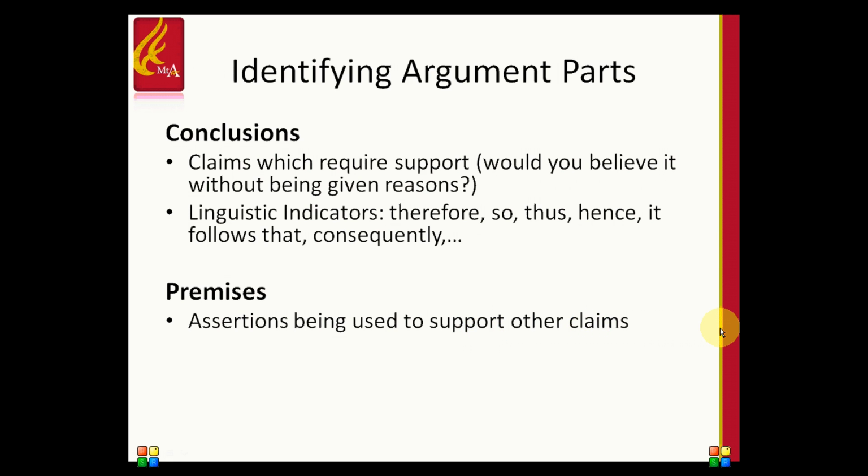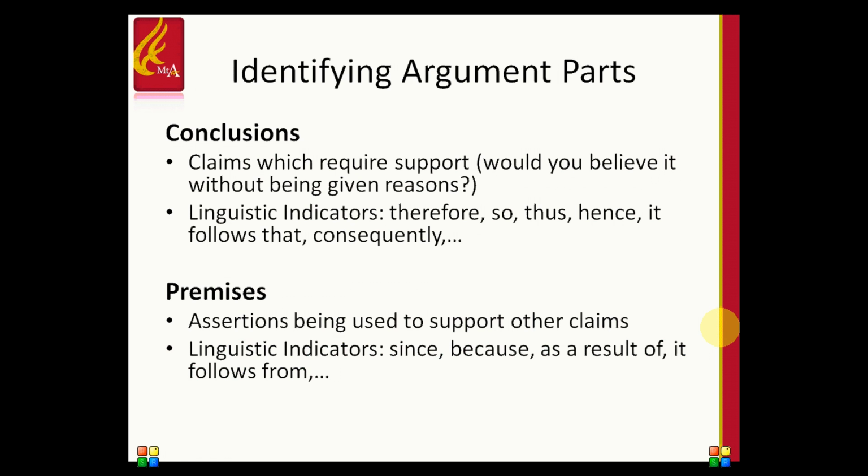Premises, on the other hand, as I've been saying, are used to support other claims. They're there to provide reasons for believing in conclusions. And they have linguistic indicators too. So since, because, as a result of, it follows from, those are all different kinds of premise indicators. And again, this is not an exhaustive list. But the general idea is, when you see something and you're not sure whether it's acting as a premise or conclusion, you can ask yourself, does it look like it's being used to defend some other claim? Is it evidence that would be used to make a conclusion more believable, or is it something that is itself requiring support?